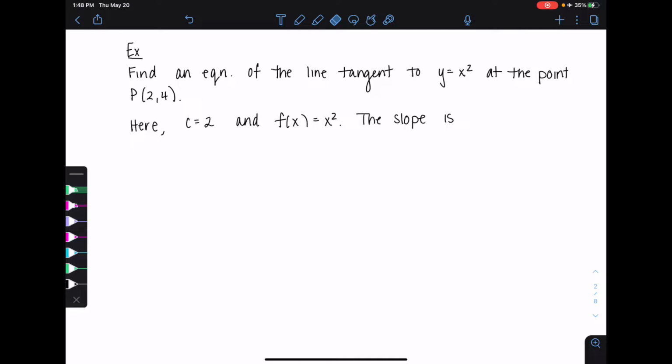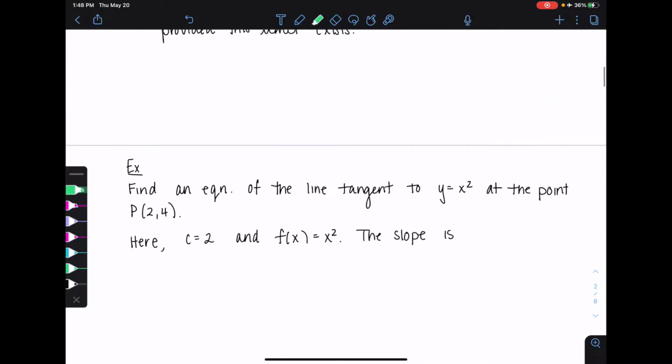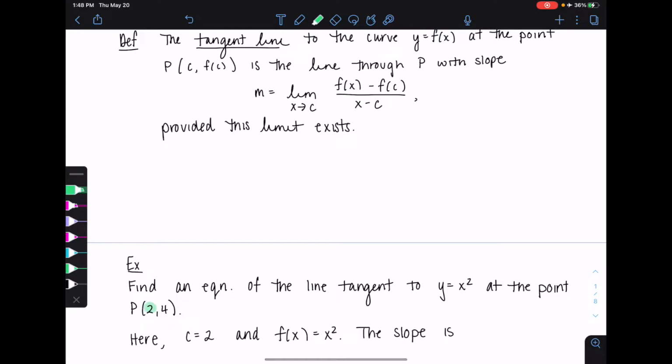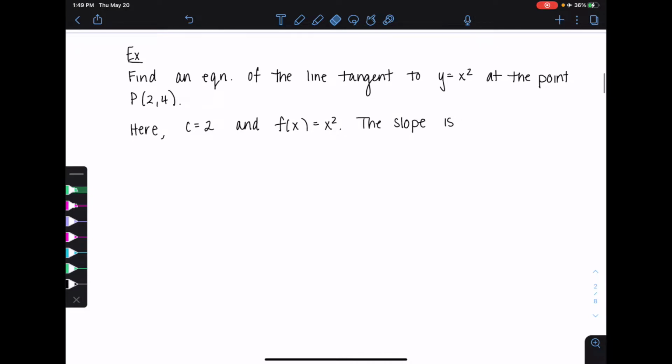So we want to find an equation of the line tangent to y equals x squared at the point P, which is (2, 4). So if we plug in 2, we get 4. Matching up with our definition, our value of C that we're approaching is 2, and our function is equal to x squared. So when I go to find my tangent line slope, it's going to be the limit as x gets closer and closer to 2 of our function minus the y value corresponding to 2, divided by x minus 2.